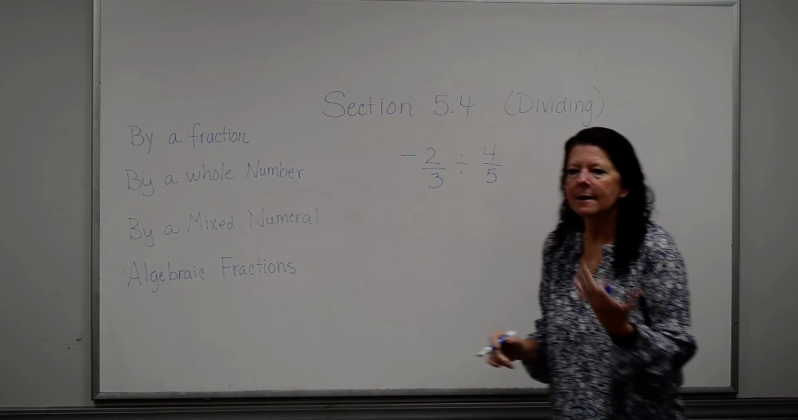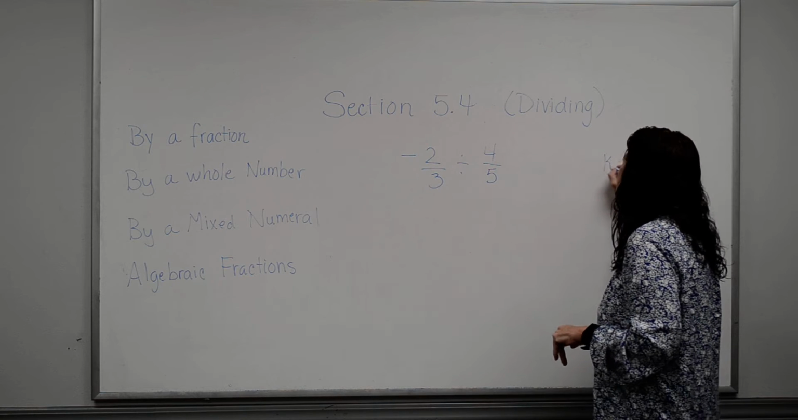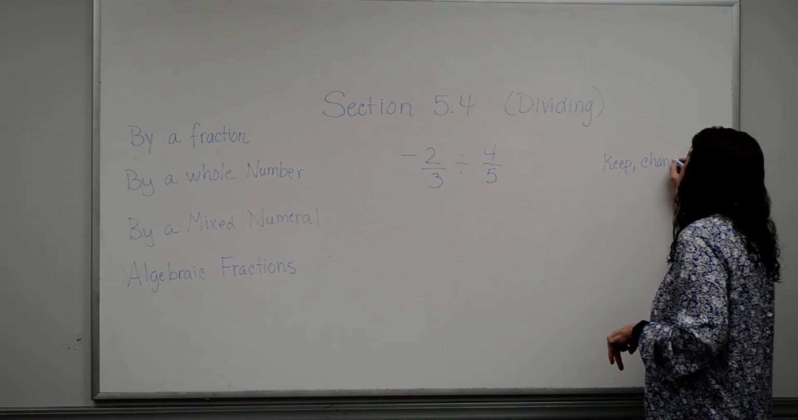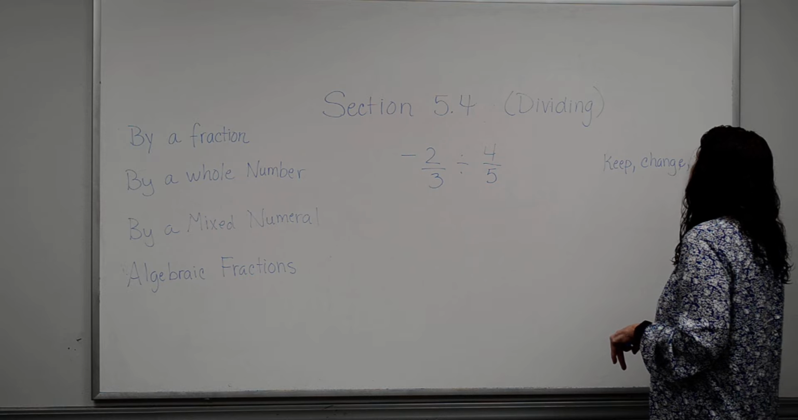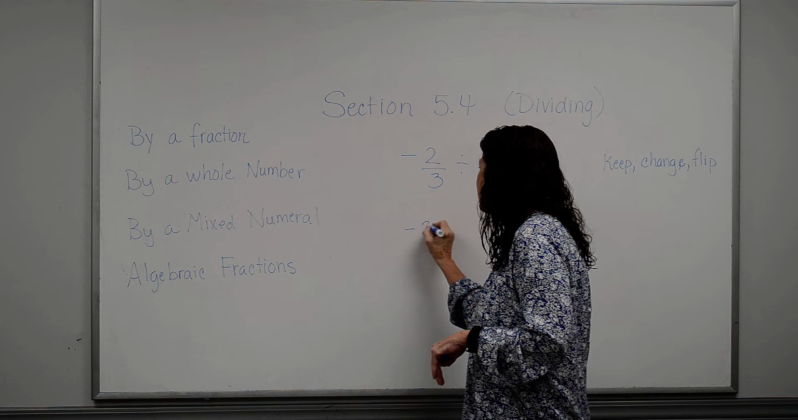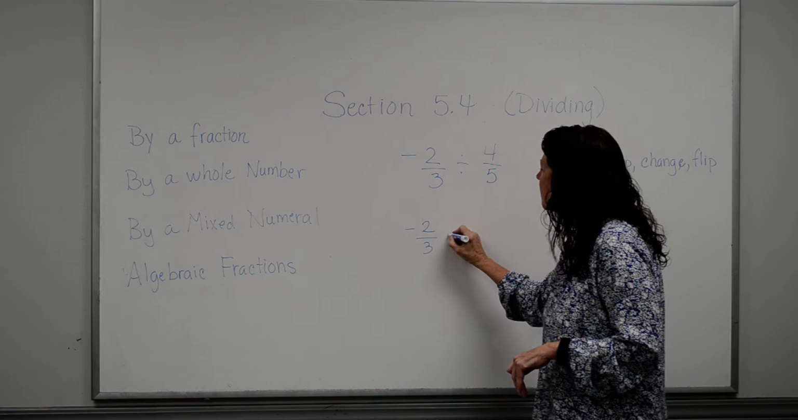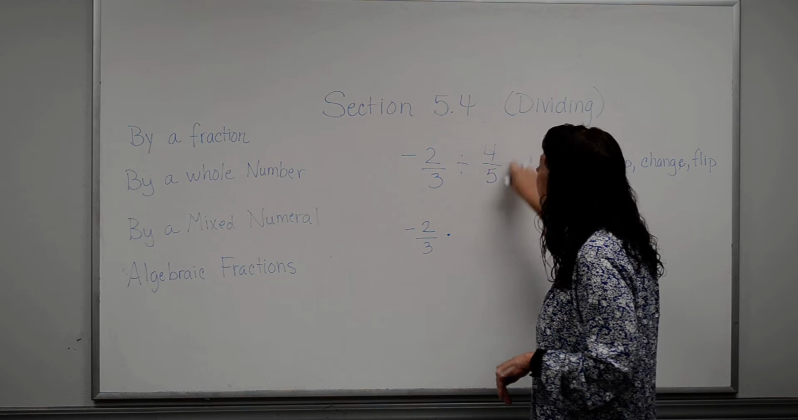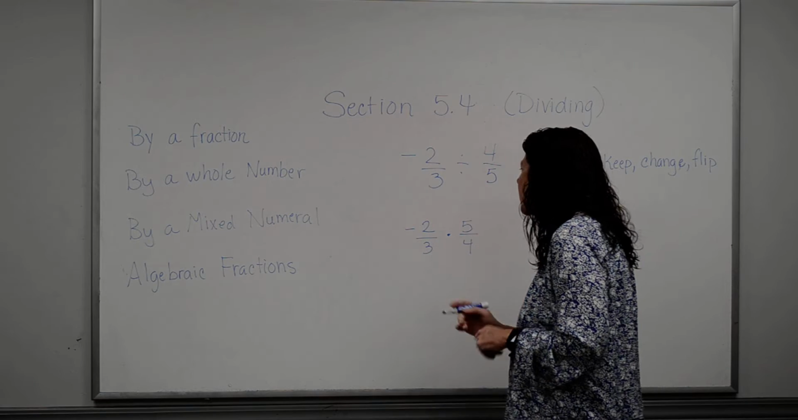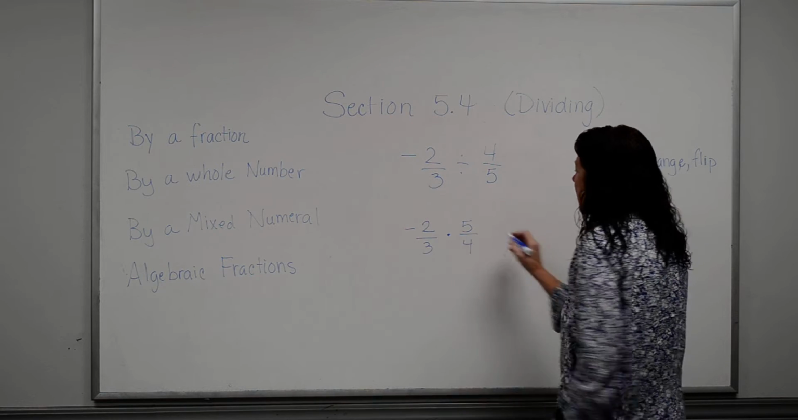The rule, if you were going to summarize it, you could say keep, change, flip. So you keep the first fraction as it is, you change your division to multiplication, and you flip your second fraction, or you take the reciprocal of it. And then you're back to your multiplication rules where you multiply straight across.